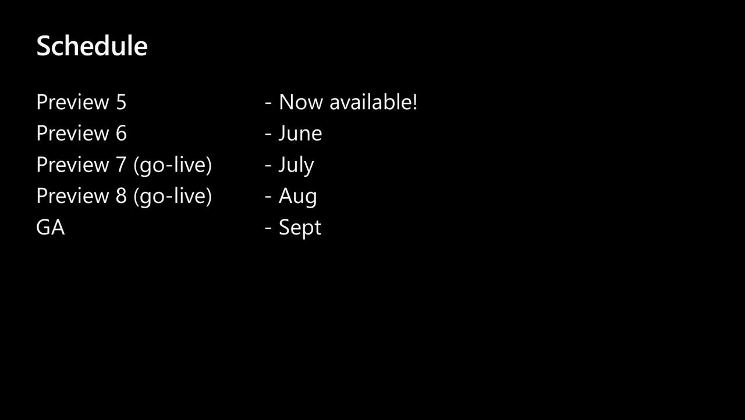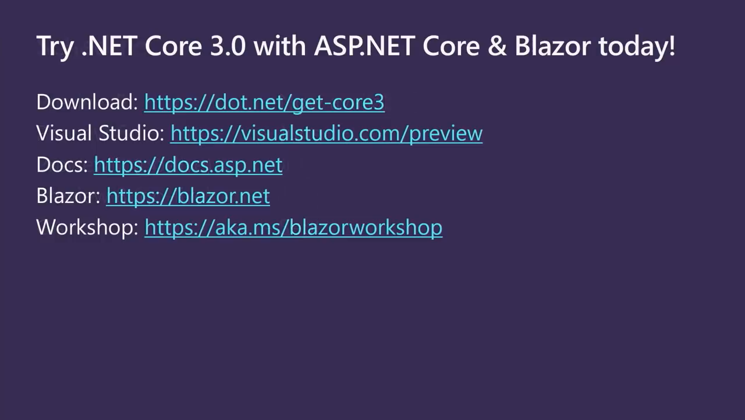But I want to tell you about the schedule. We're basically going to ship a preview every month. We just shipped Preview 5, Preview 6 in June. There will be a go-live release in July. So if you want to go live with, say, server-side Blazor, the first time you'll be able to do that with a go-live release will be this summer, which is pretty amazing. The GA release for .NET Core 3.0 will ship in September. Try out the bits. Let us know what you think.